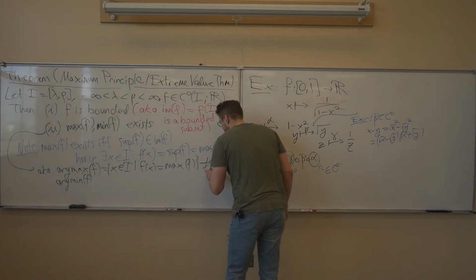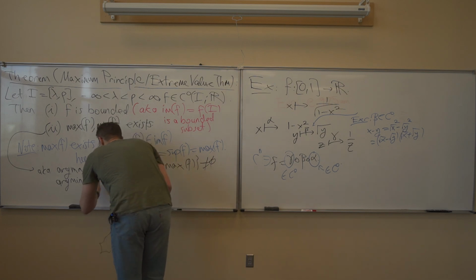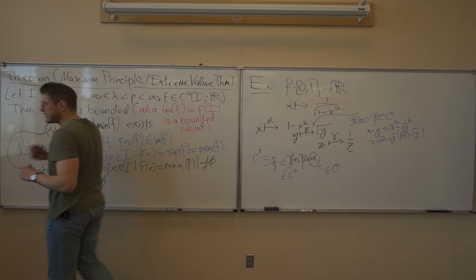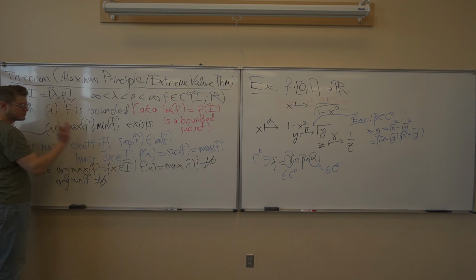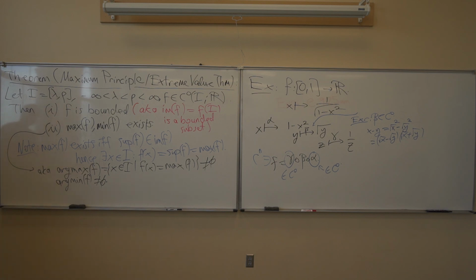I want this to be a non-empty set, and I want this to be a non-empty set also. There is some argument that minimizes f. There's some argument that maximizes f. Possibly these two arguments are the same, and possibly there are multiple such arguments. This statement is all about having at least one for these.